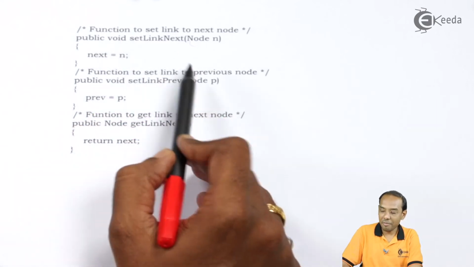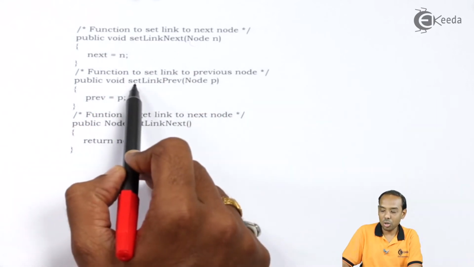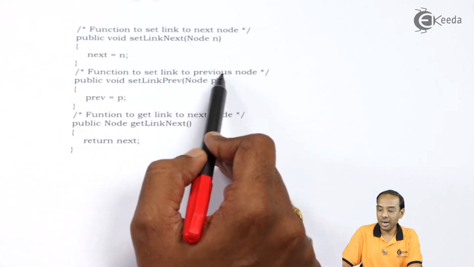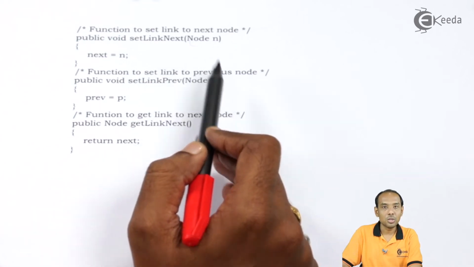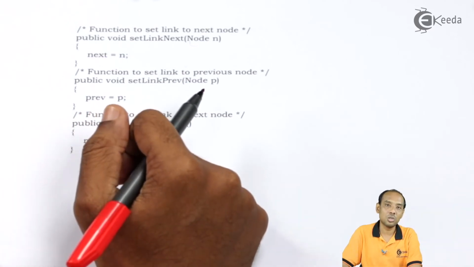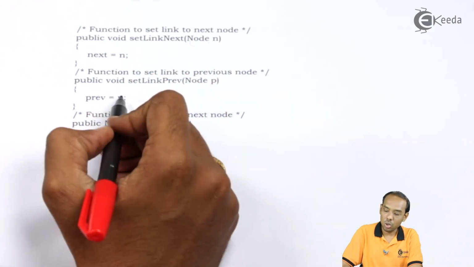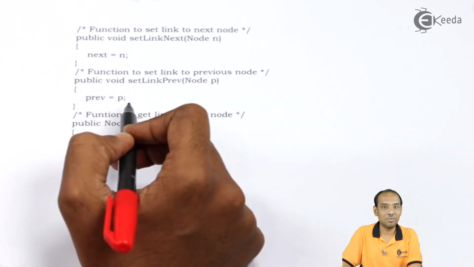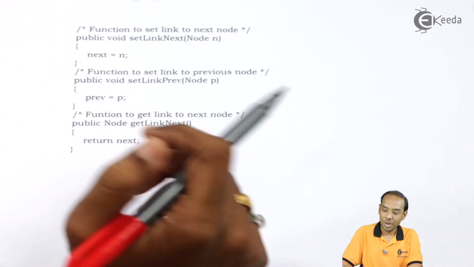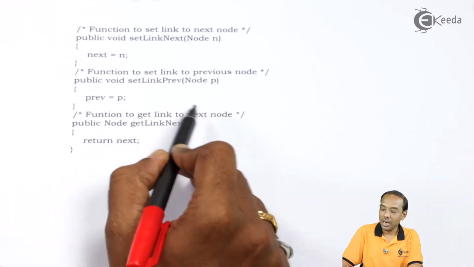Okay, in similar fashion I am going to take the function called set link previous. Okay, and I have used the variable called p. So I will be passing the value of p to which variable now? Yes, you have guessed it right. It is the previous variable. Okay, so p will be passed to previous variable, n will be passed to next variable. Clear?